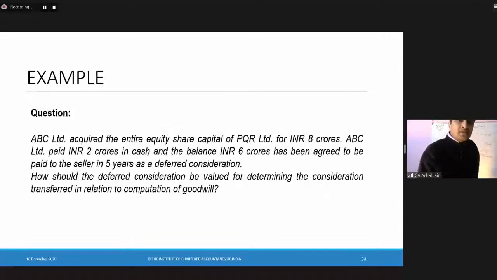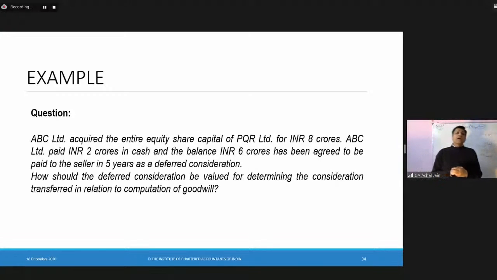Now, many a times, this consideration may not be paid in one go. This may be paid in tranches. This may be deferred. Deferred means payment is made in installments in a way. Now, in that case, what do we do? Let's understand one example. Let's look at this question now.